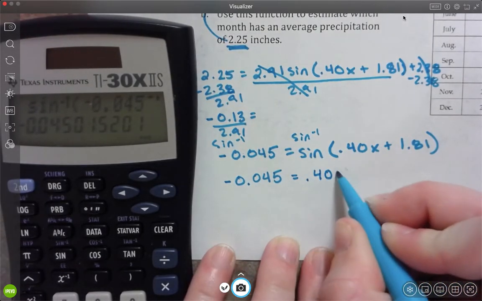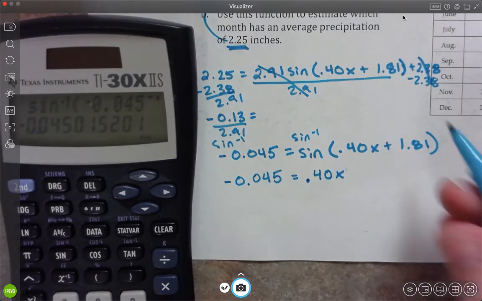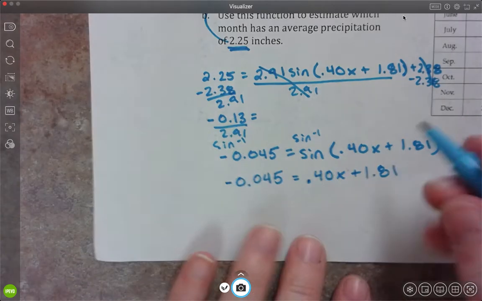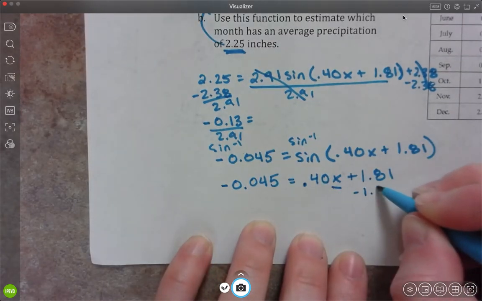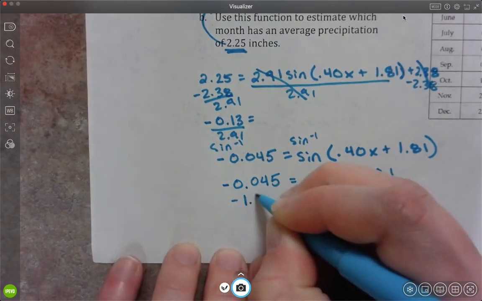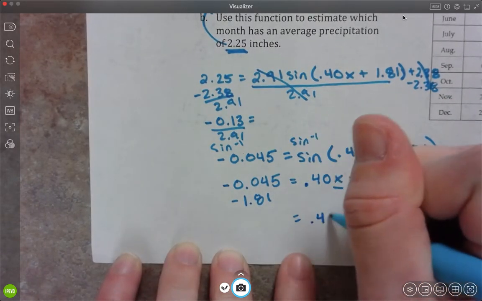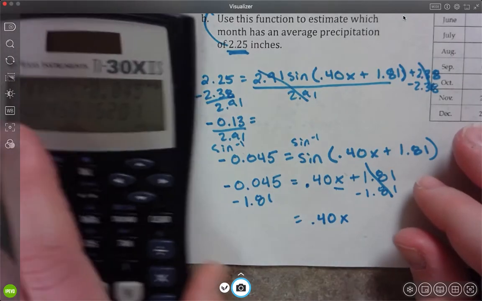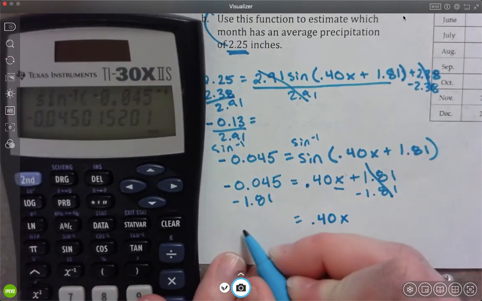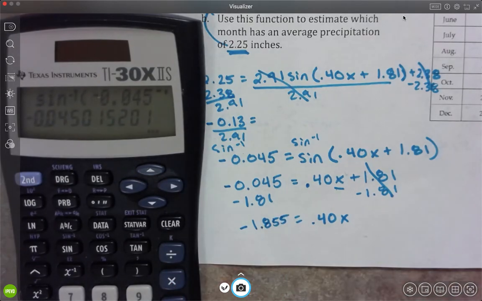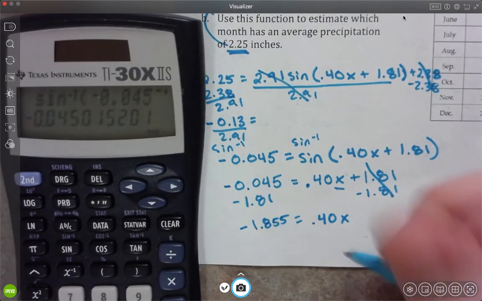Okay, equals 0.40x plus 1.81. The last thing I'm going to do is solve for x. I'm going to subtract this 1.81, and that will be equal to 0.4x. So subtracting 1.81 will be negative 1.855, I believe, since they're both negatives. And then I would take that and divide by 0.40.